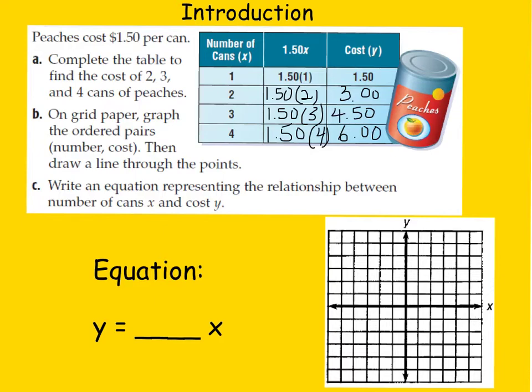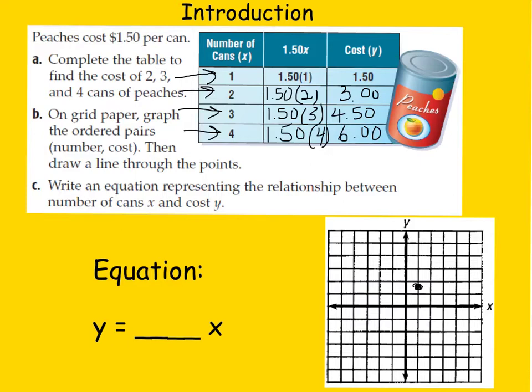Part B of the question says, on grid paper, graph the ordered pairs, number, comma, cost, and then draw a line through the points. So what we're going to do is graph each of our pieces from this table onto our coordinate grid. So 1 can costs $1.50. I'll do this one with you. So we need to go to the right for 1 can, and then we're going up to $1.50, and that's where we're going to put our first point.